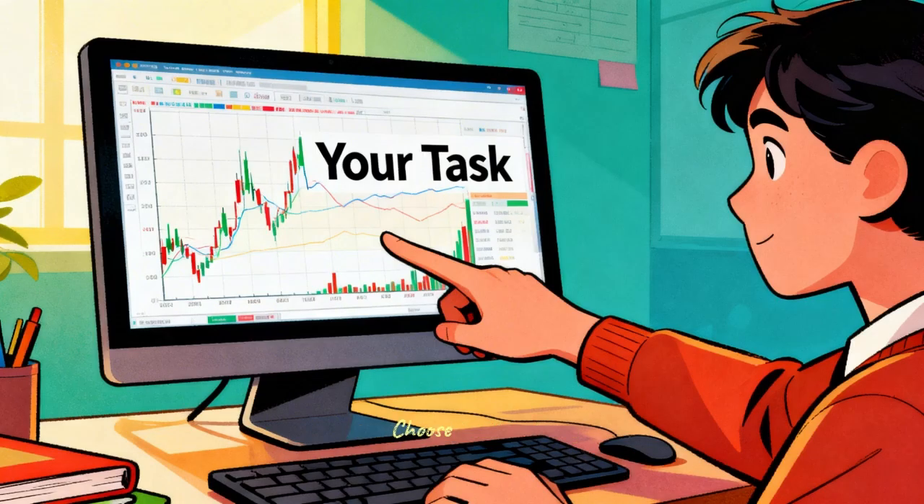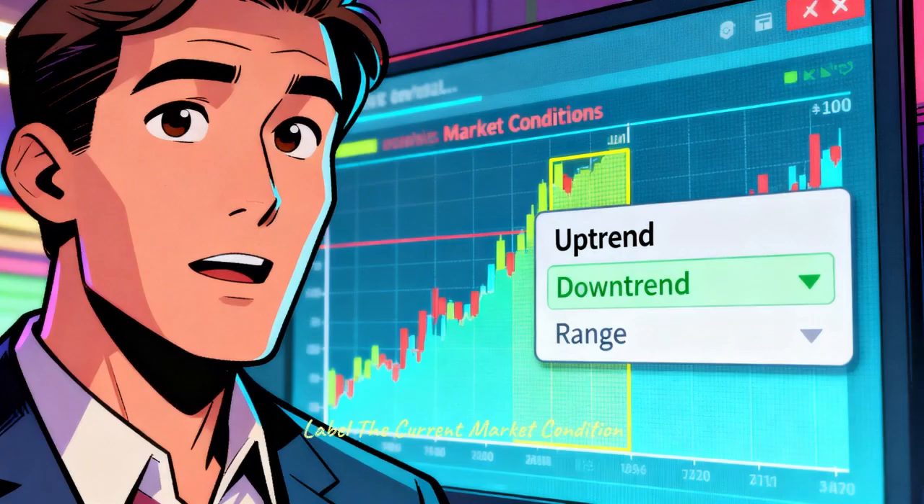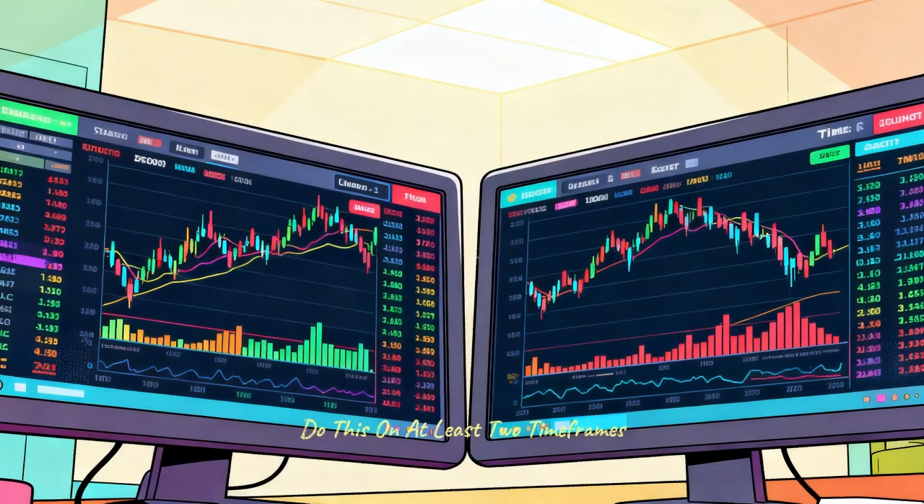Here's your task for today. Open your chart, choose one pair. Mark the last two higher highs and higher lows, or lower highs and lower lows. Label the current market condition: uptrend, downtrend, or range. Do this on at least 2 timeframes.